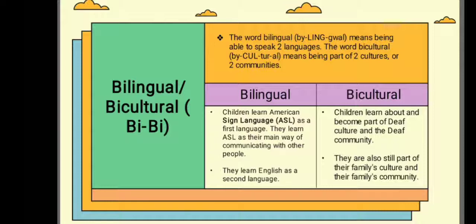Children learn American Sign Language as a first language. They learn ASL as their main way of communicating with other people. The second is they learn English as a second language. Spoken English is very hard to learn because they can't hear. Since they learn by seeing, American Sign Language is best for them. Once they learn one language, they can pick up other languages more easily.